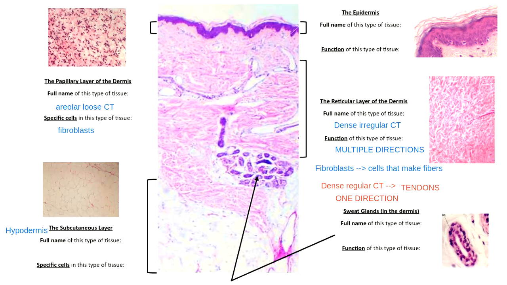The specific types of cells in the subcutaneous layer are called adipocytes. The name of these cells matches up with the name of the tissue that I find in the subcutaneous layer, or in the hypodermis. The type of tissue that I find down here is called adipose loose connective tissue.